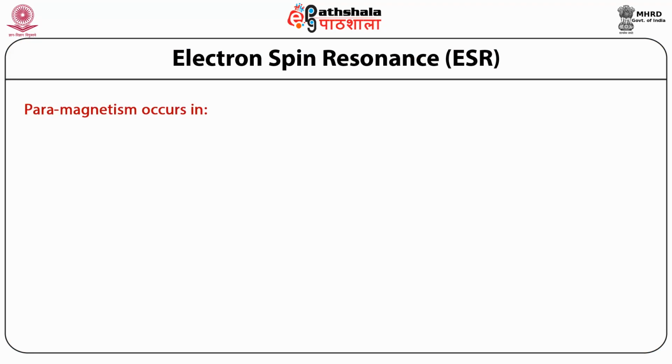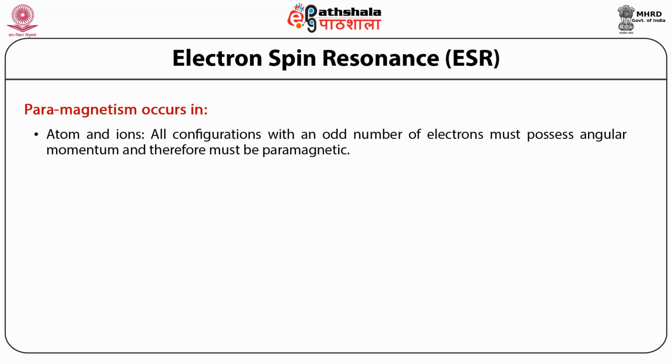Regarding substances for investigation by ESR, ESR requires the presence of unpaired electrons in the sample to be studied. Its range of applications is restricted to paramagnetic substances and to substances that can be converted into paramagnetic form with sufficient stability for a spectrum to be observed. Paramagnetism occurs in atoms and ions. All configurations with an odd number of electrons must possess angular momentum and therefore must be paramagnetic.